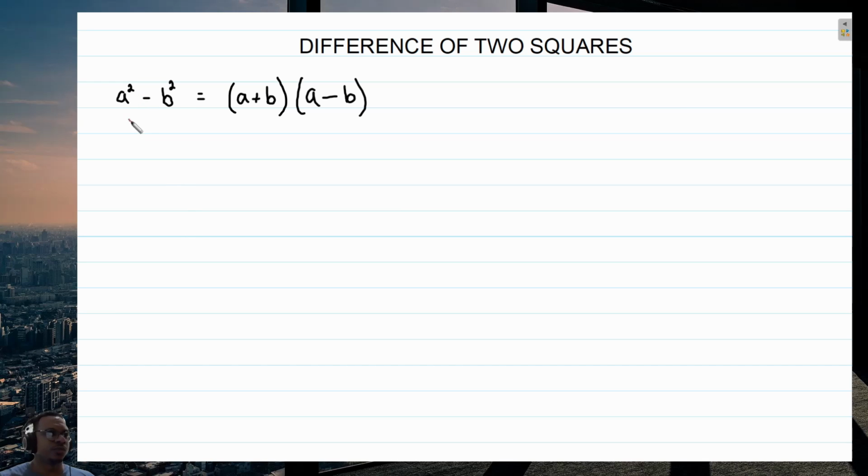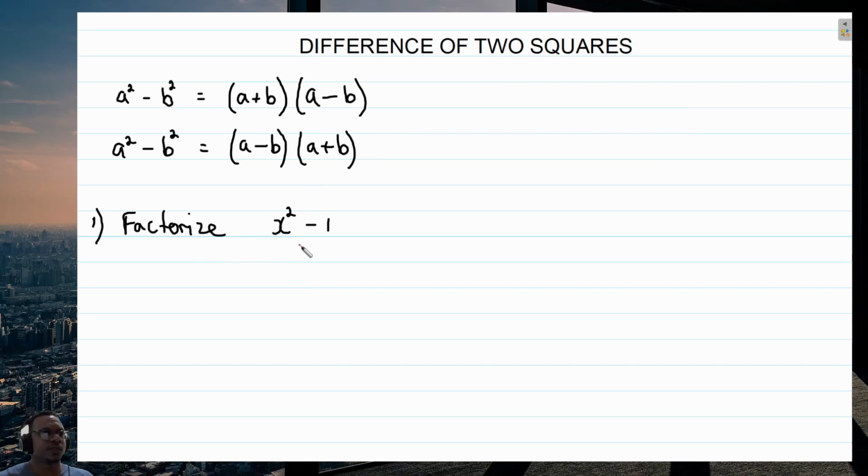Now a point to note is that here we have a squared and here we have b squared. But notice inside the brackets I don't have any squares, just a and b. Now because this is a plus b multiplied by a take away b, it doesn't matter if you write the a take away b first, then multiply by a plus b.